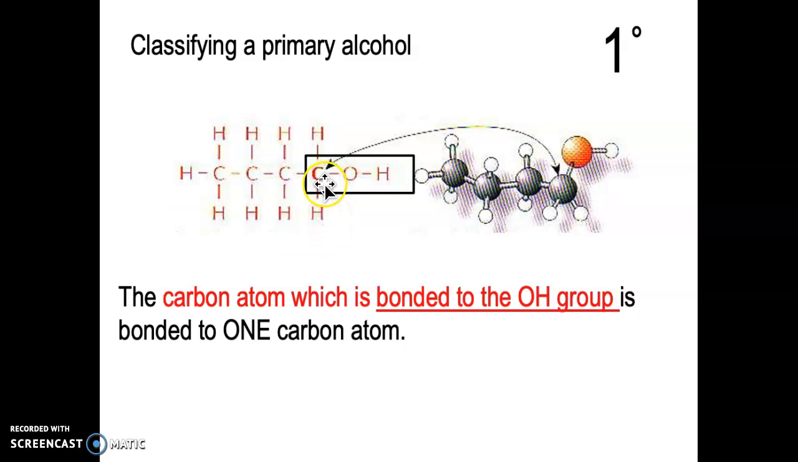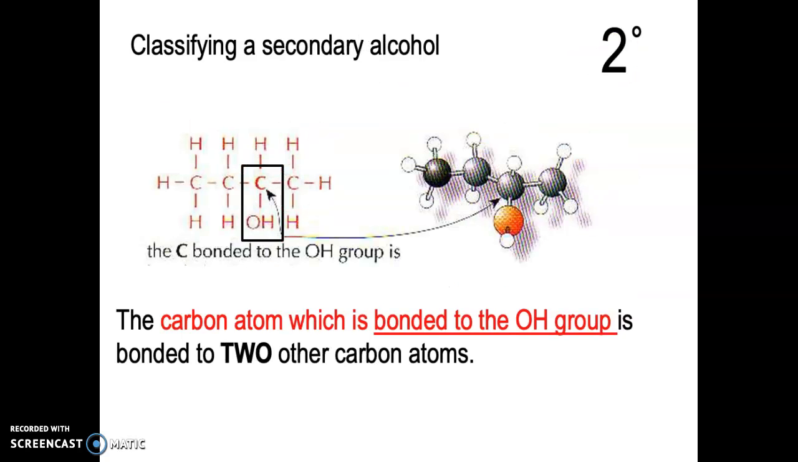Focus in on the carbon that has the functional group and then count the number of carbons adjacent to this carbon. If you look at the 4 bonds, it is only bonded to one other carbon. So we would classify this as a primary alcohol. The carbon atom bonded to the OH group is bonded to one carbon atom. A short way of representing primary alcohol is to use a 1 with a degree symbol.